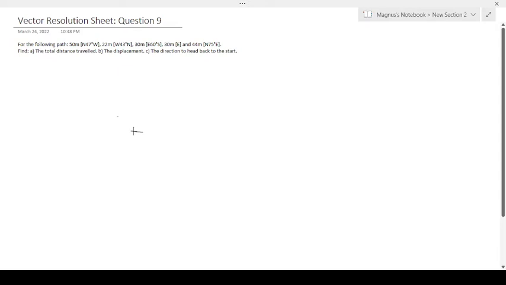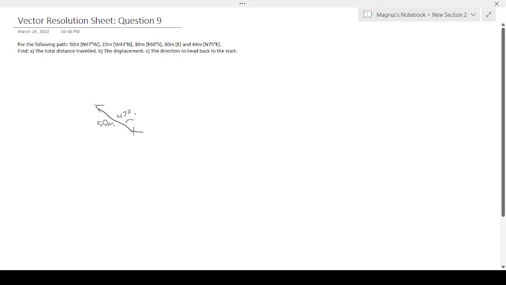We are going to go 50 meters north, 47 degrees west. So it'll be just slightly more than a 45 degree angle. That's actually a little large, so we'll make this a little smaller. This is 50 meters, and the angle here is 47 degrees.